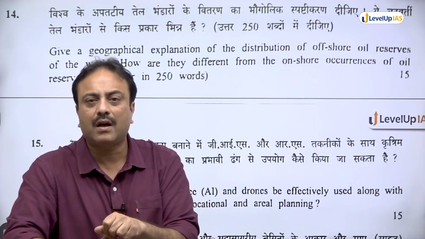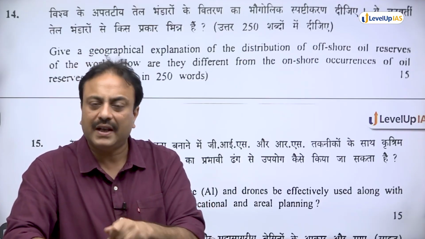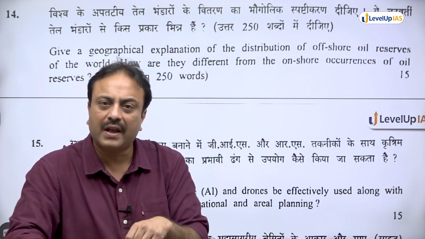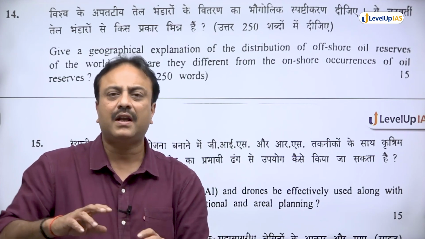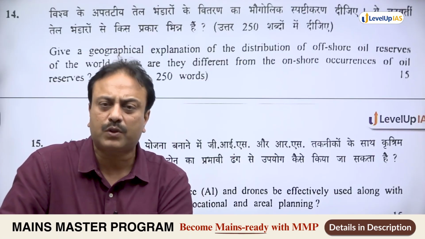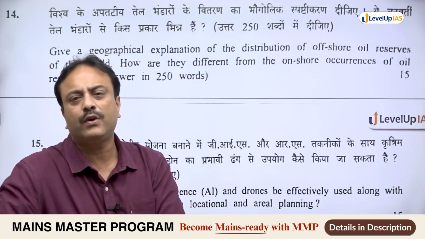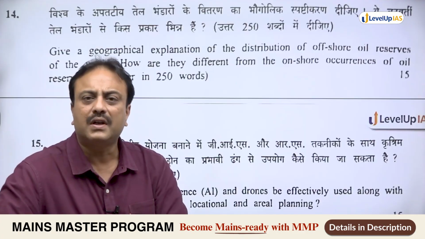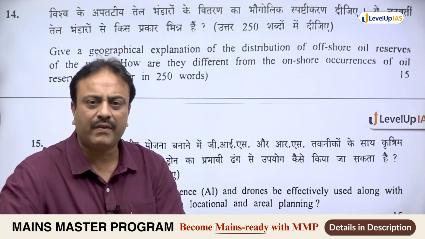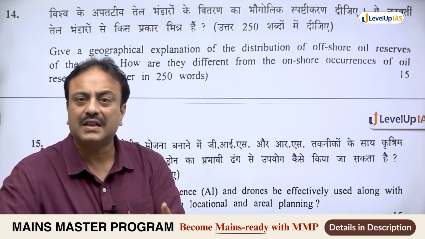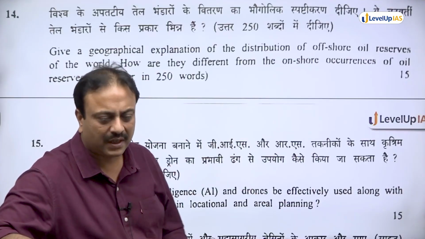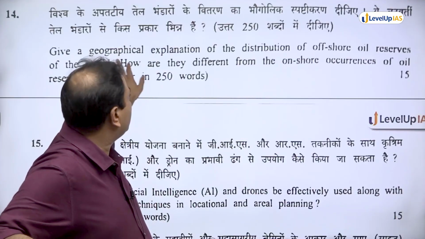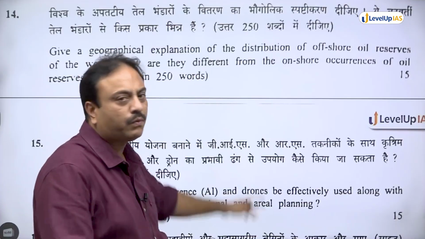Then you have Agha Jari in Iran, Ahvaz in Iran, that you can give for onshore. In the same Middle East region, if you have to give the example for offshore, which are not on the coastal area, then you can write about Zakum, that is in UAE. Then you have Marjan, that is in Saudi Arabia. They are also the examples for offshore oil reserves. Then what can you write? Now this is as per the geographical explanation, and it is a 250 worder.